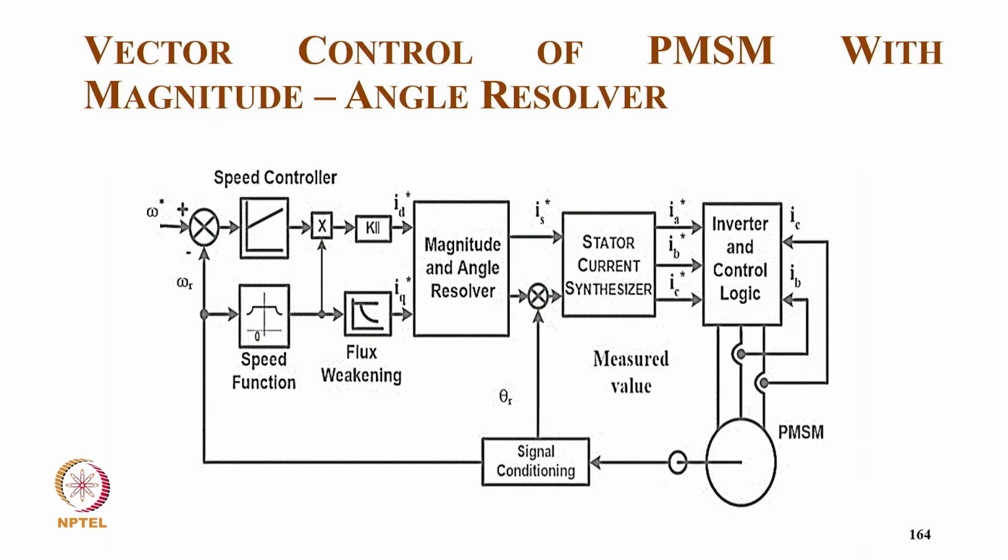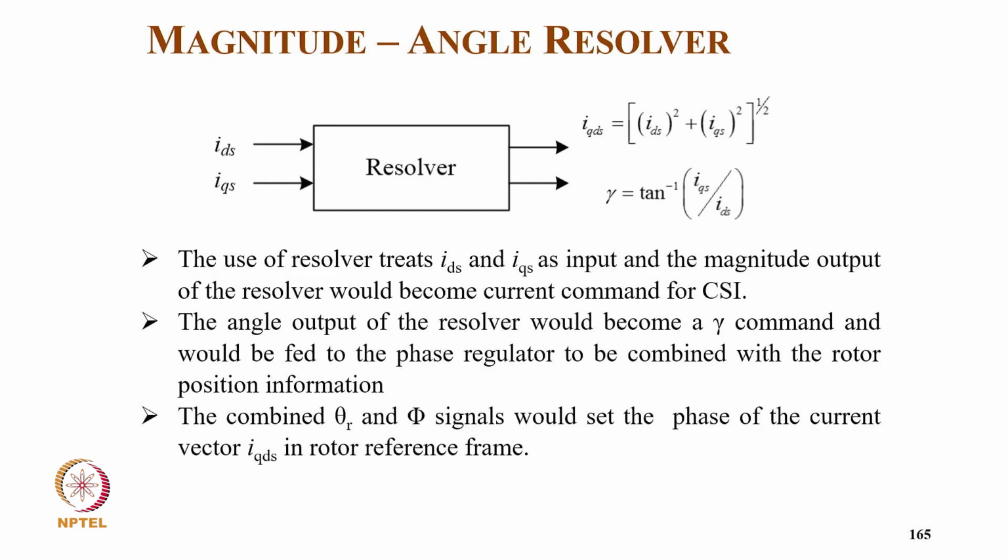And then from magnitude angle we calculate the angle as well as the magnitude, and from this we have a current synthesizer to get IA*, IB*, IC*, and we sense the two currents, and we have inverter control logic for current control. So this is how we get it from IDS and IQS through the resolver. We get typically IS, that is the square root of IDS squared plus IQS squared, and gamma equal to tan inverse of ID upon IQ. So the resolver takes IDS and IQS as inputs, and the magnitude of the resolver will become the current command for the current source inverter.